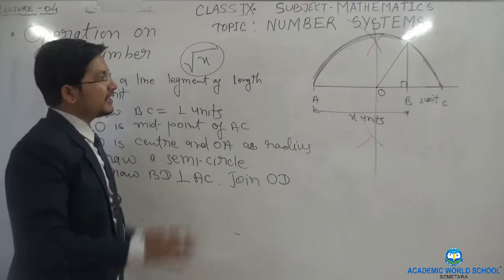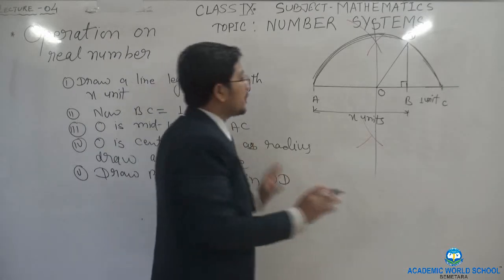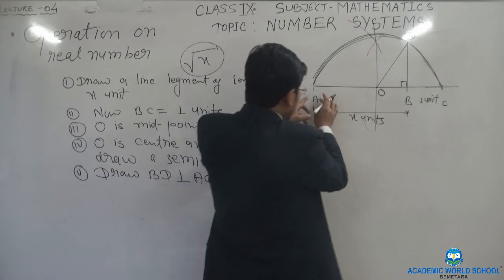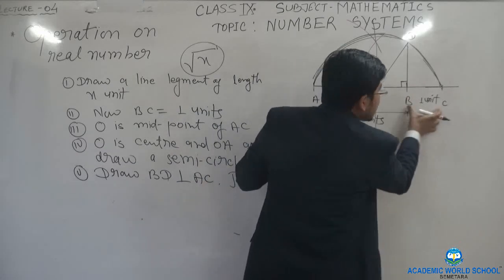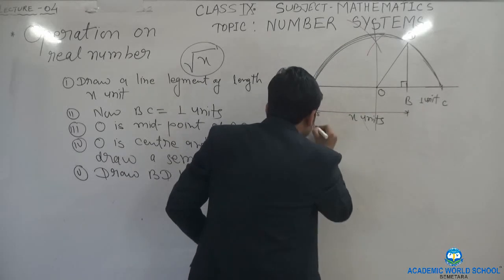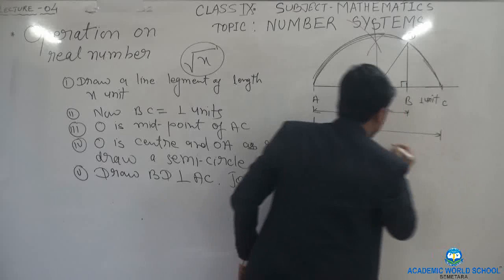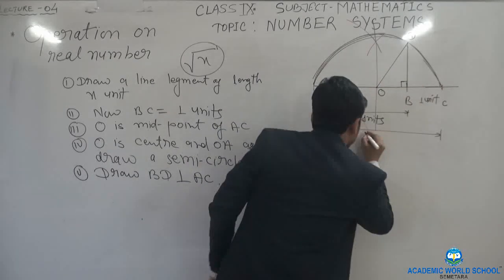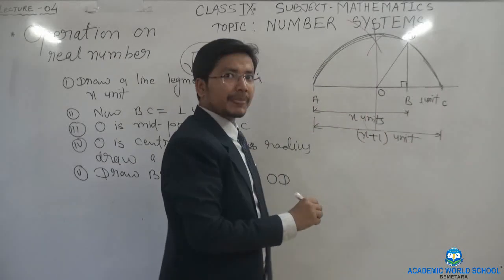Now it is important to understand all this. Listen, student. Here, from here to here, this is x unit, and from here to here, BC is 1 unit. So AC will be x plus 1 unit.